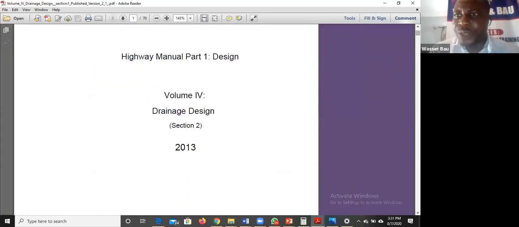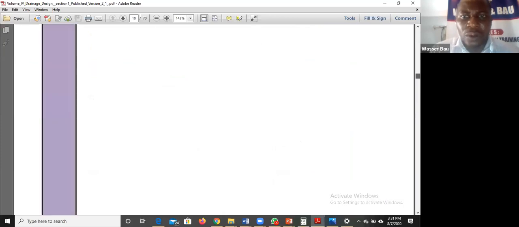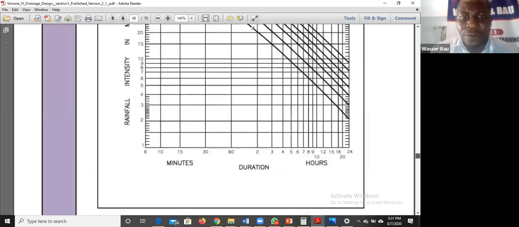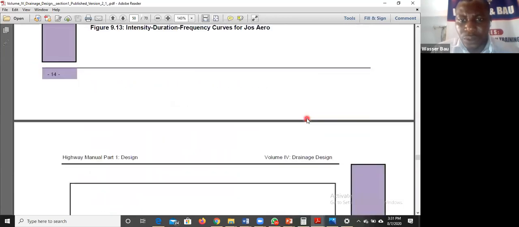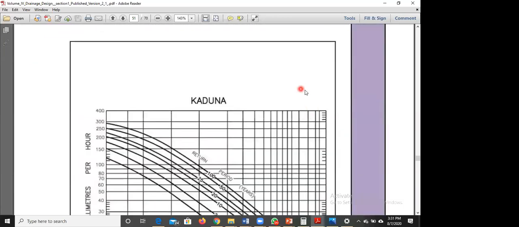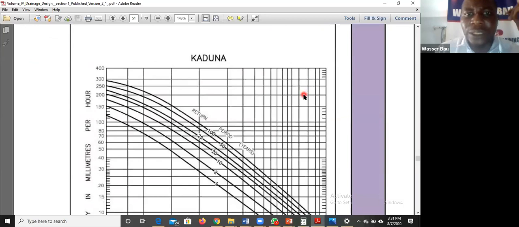So if you want to read, for instance, I'm designing for, which city am I designing for? Okay, let's say I'm designing for Jos. No? Kaduna. Let's say my design is for Kaduna. This is the IDF. This is where I'm going to take my rainfall data. You don't need to go to water board or river basin to ask for rainfall design data. This is where you're going to.